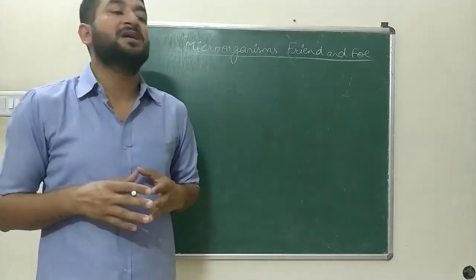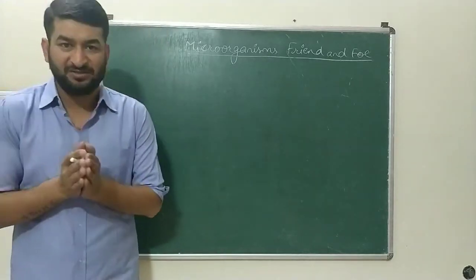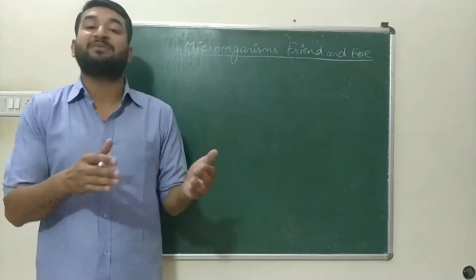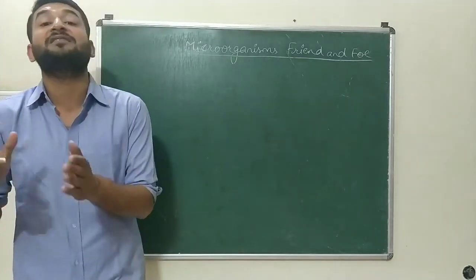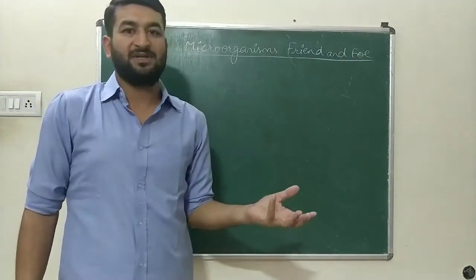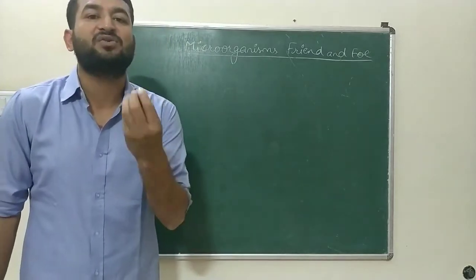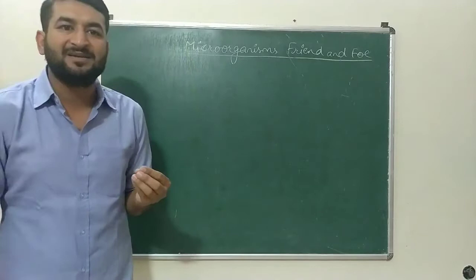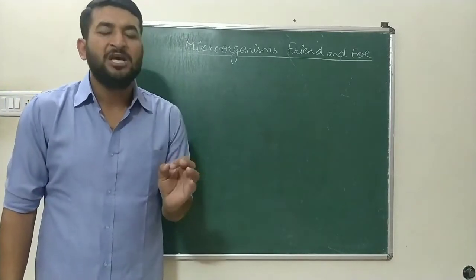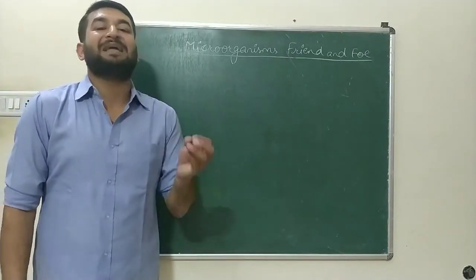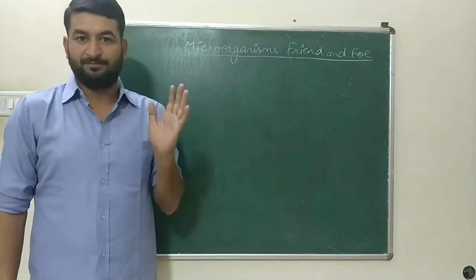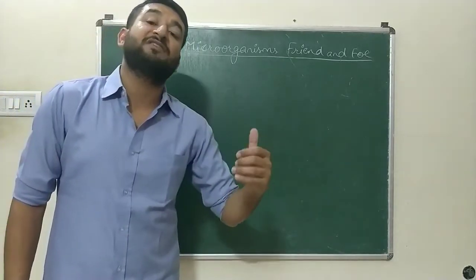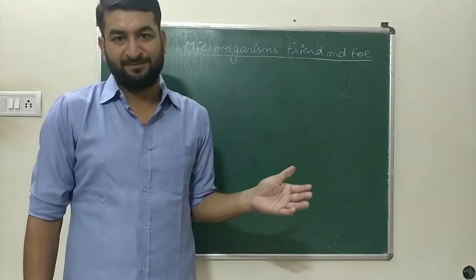What are antibiotics? Antibiotics are the chemicals which we obtain from the microorganisms, and those chemicals are used against the microorganisms. Which microorganisms? The disease-causing microorganisms known as pathogens. The first antibiotic discovered was penicillin from a fungus, Penicillium notatum. The first antibiotic, penicillin, was discovered by Alexander Fleming.